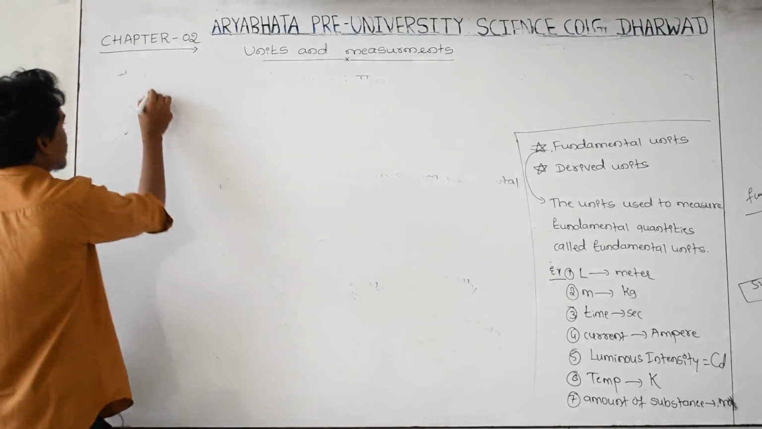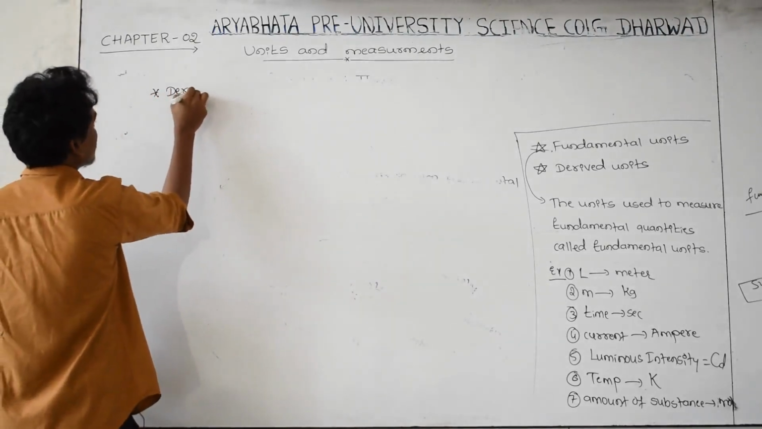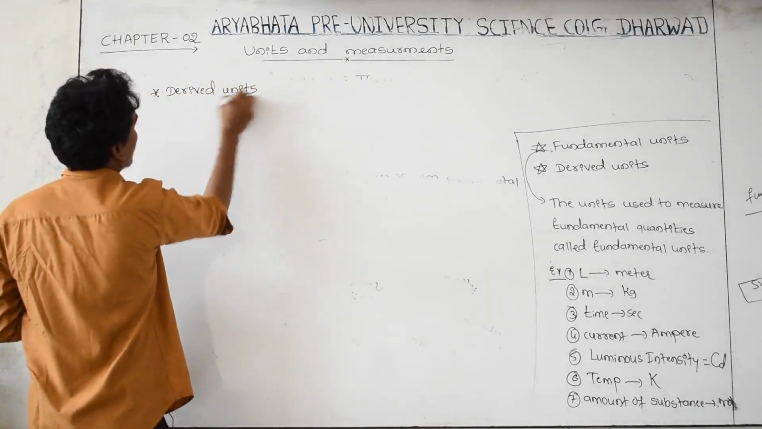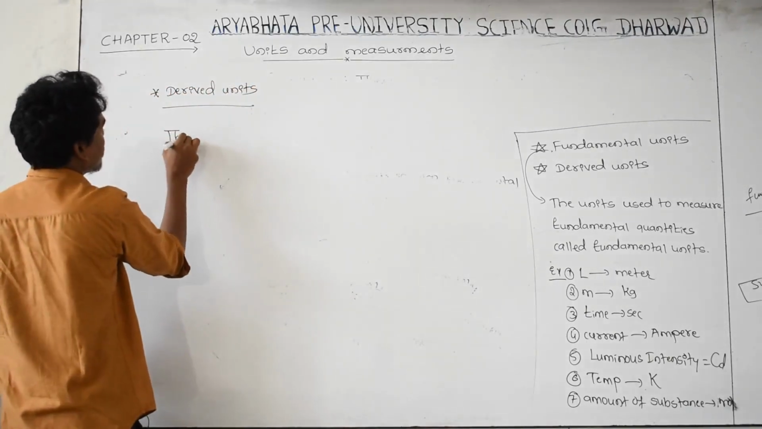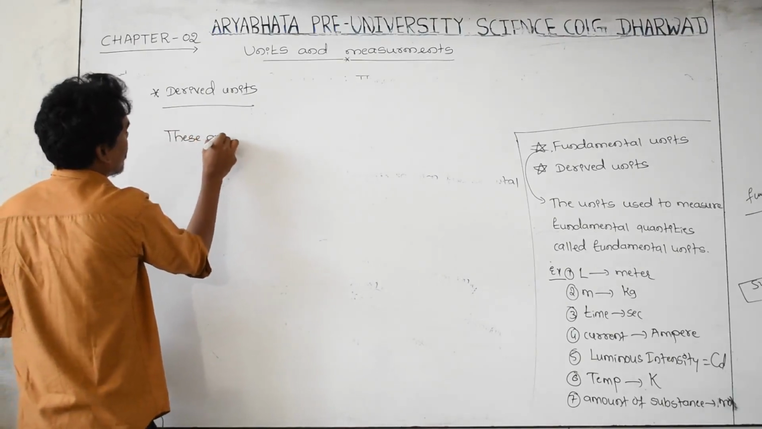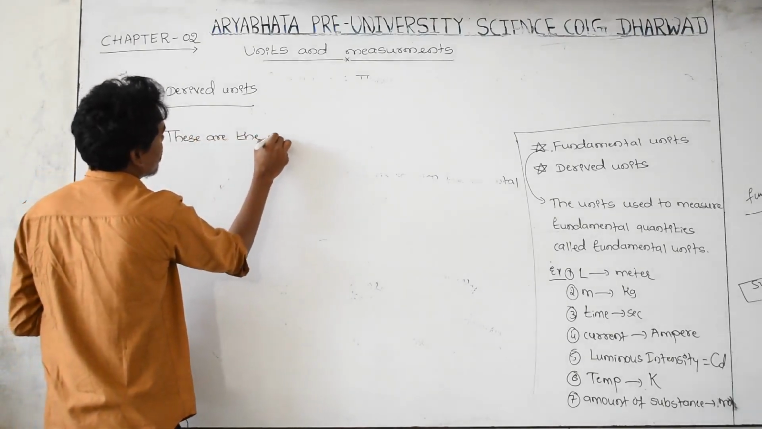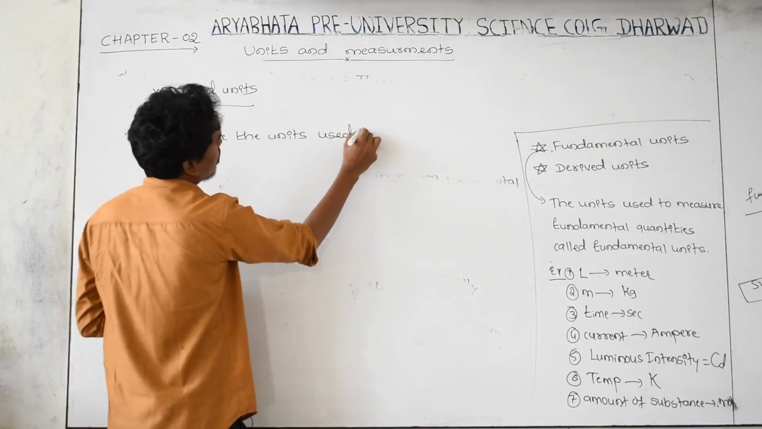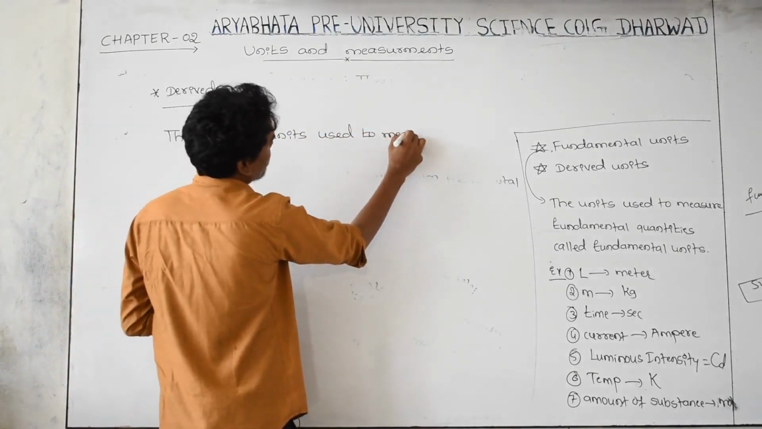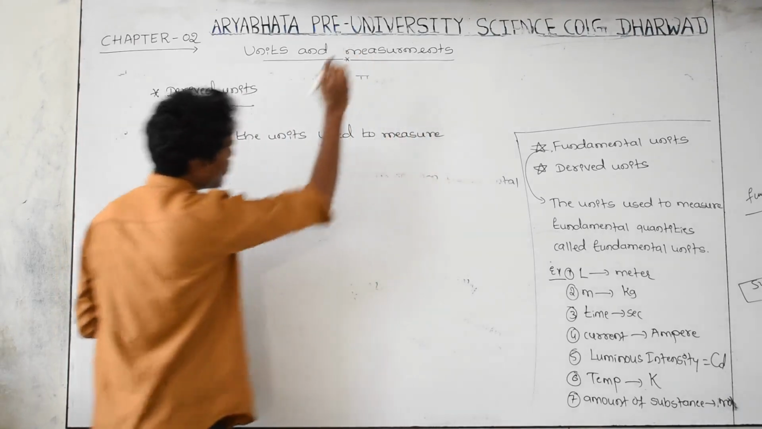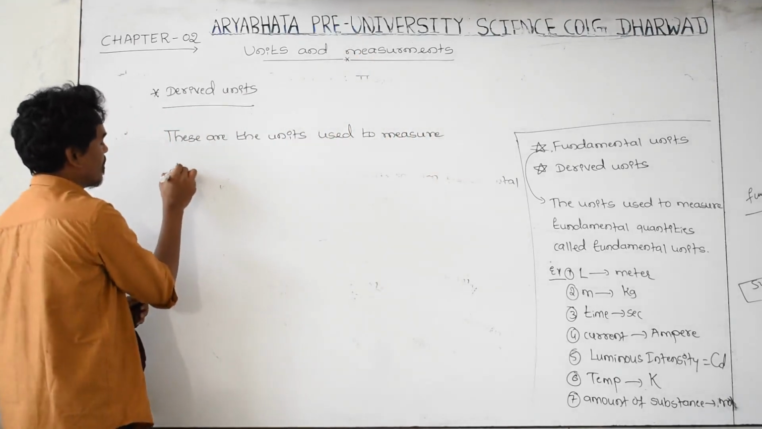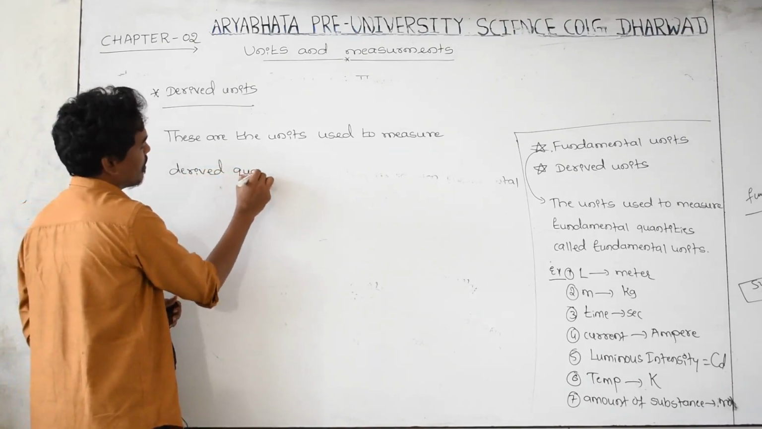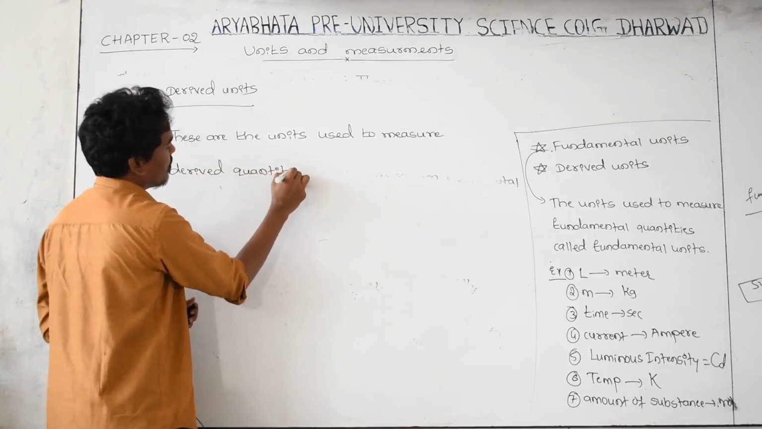What are derived units? These are the units used to measure derived quantities, called derived units.